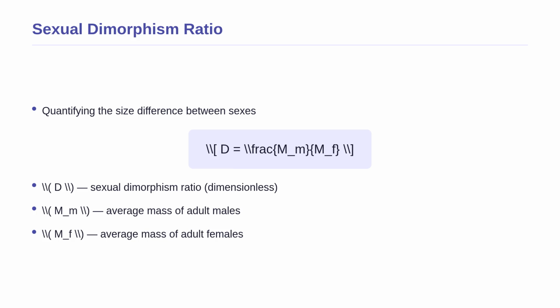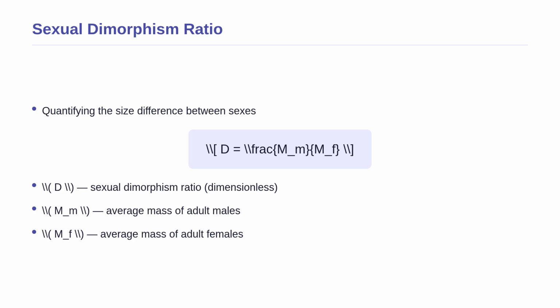Now that we understand the evolutionary drivers, let us look at how we actually measure this difference. The formula for the sexual dimorphism ratio comes from a simple comparison of physical size. D represents the sexual dimorphism ratio, which is a pure number with no units. M subscript M stands for the average mass of the adult males in a population, and M subscript F represents the average mass of the adult females.